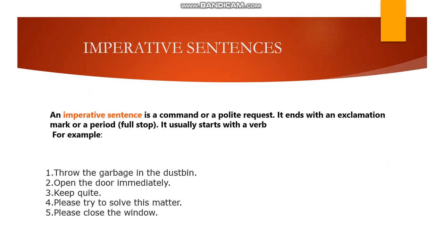Now let's look at the next two sentences. Please try to solve this matter. Number 5, please close the window. As you can see, the person is making a request over here. That is why we have used the word please. And soon after please, there is a verb try. There is no subject over here. The subject is hidden. And remember that in imperative sentences, the subject is hidden and begins with a verb. Please shows request, and the first three sentences, they show command.